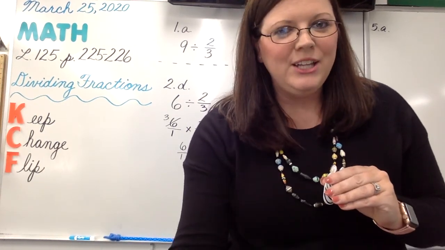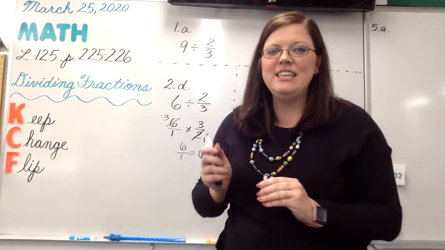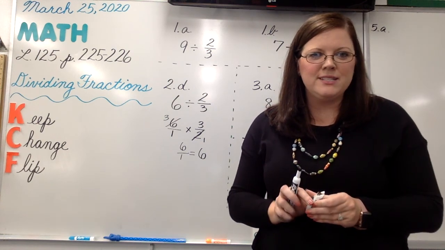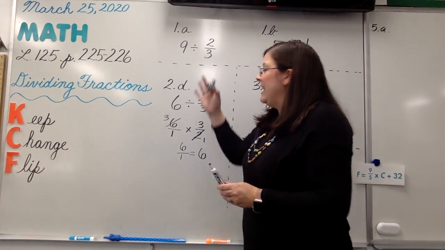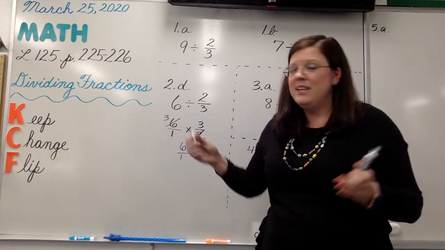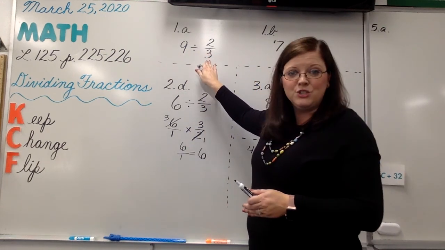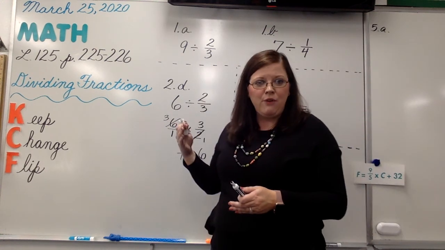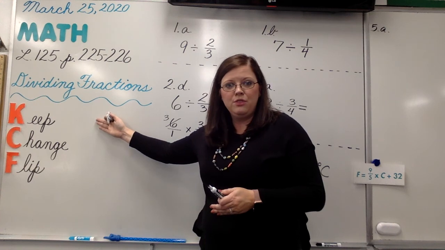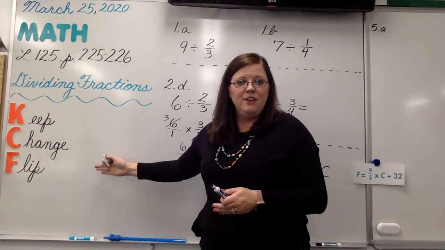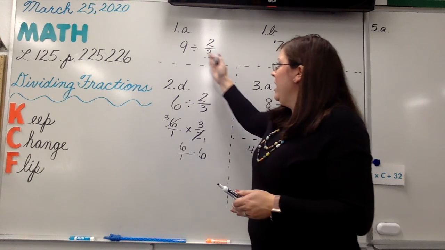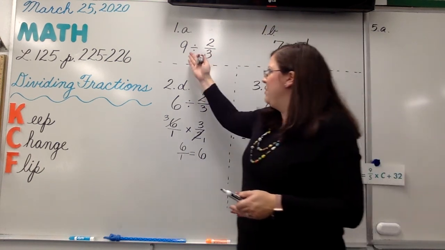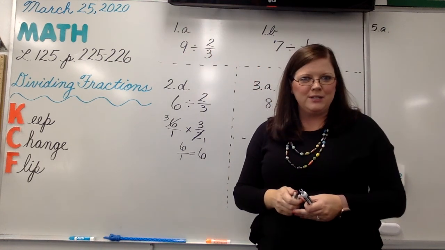So I would like for you to take a look at number 1A, 9 divided by 2/3. When we're dividing fractions, they still have the same names: dividend, divisor, and my answer is the quotient. But when we are dividing fractions, remember our rule: keep the first one, change the sign, flip the final fraction. Only one of these will be flipped or inverted. Do you remember which one we flip? Do we flip the 9 or do we flip the 2/3?